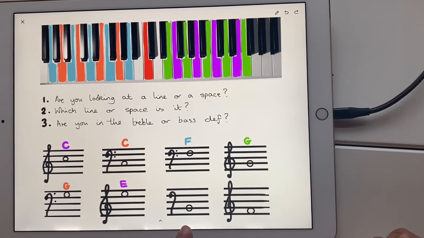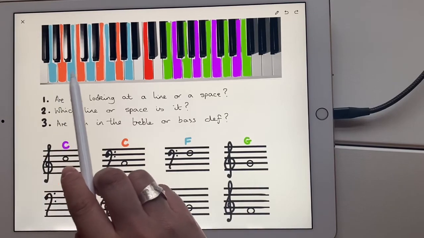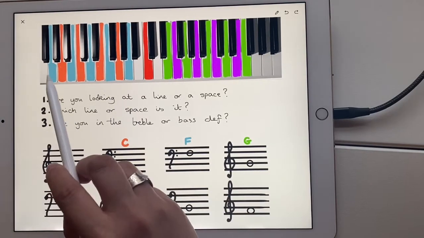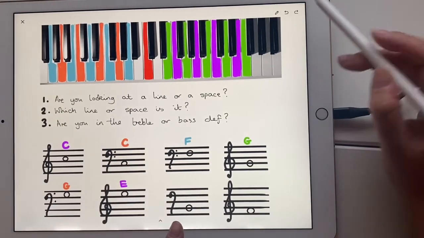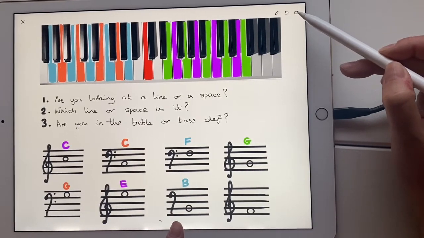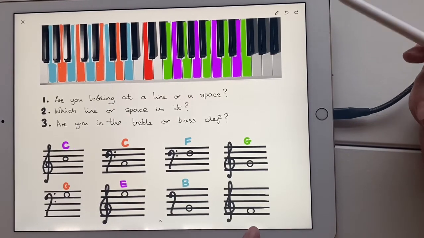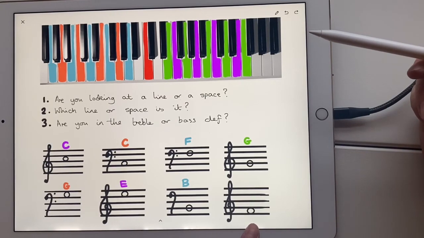This one here. Line or space? Pause. Which line or space? Pause. And finally, treble or bass clef? Pause. Okay, super. So we know that it is the second line up and it's in the bass clef. So the line's rhyme is grizzly bears don't fear ants. So it's grizzly bears. So it is a B. Did you get it right? Super.